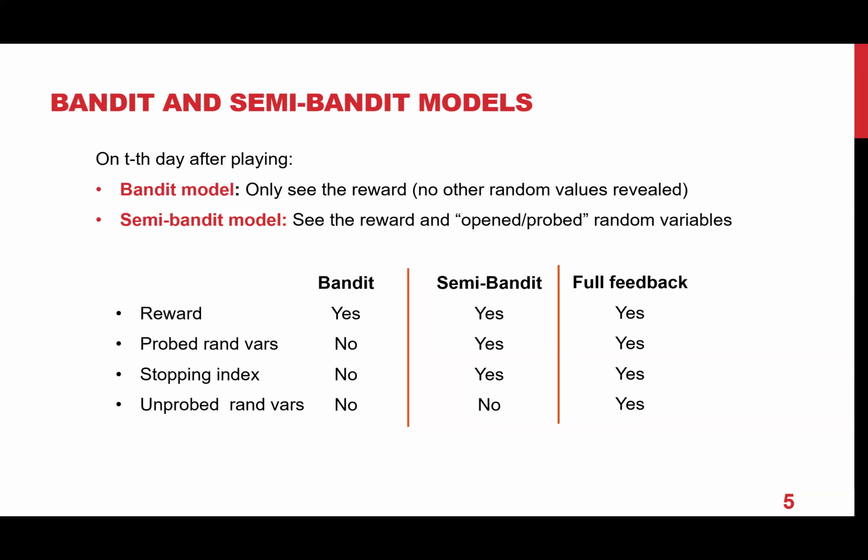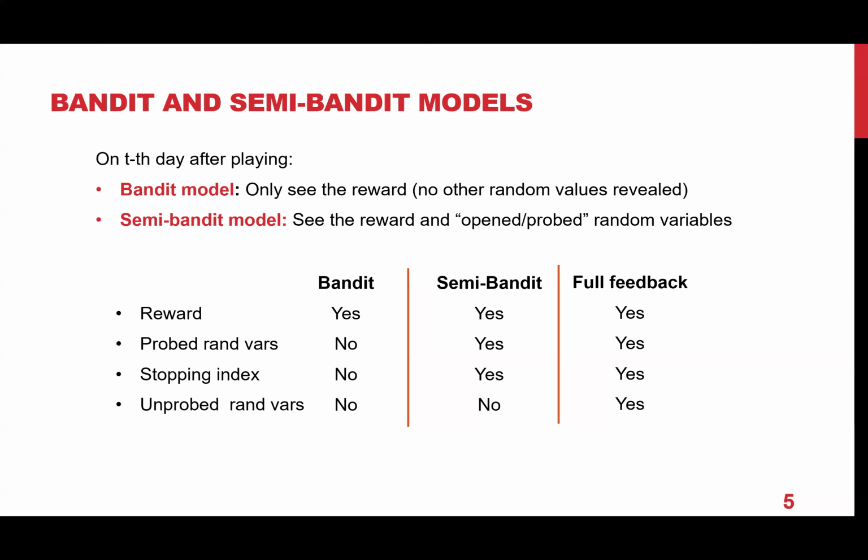Probed random variables or opened random variables, by that I mean the random variables which you saw. In the optimal stopping problem, I saw the first three, some prefix of the random variables, so I'm going to see all their realizations. In Pandora's box, what would it mean? I'm opening these boxes one by one by paying costs. Whichever boxes I open by paying some cost, I get to see their realizations. The ones I don't open, I never get to see any realization. So that's my semi-bandit feedback there.